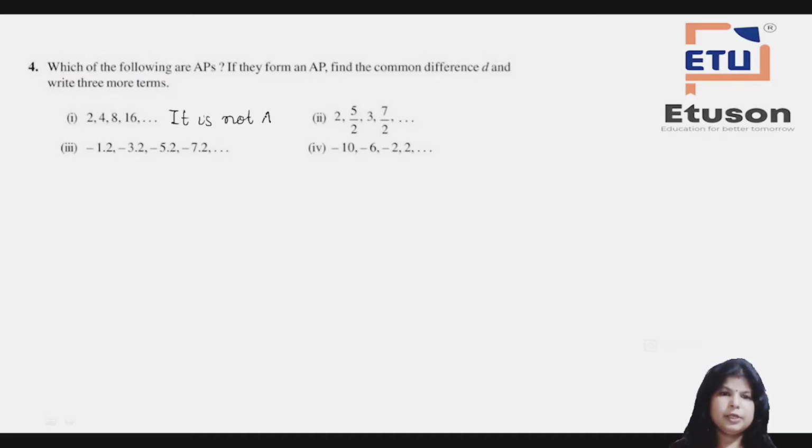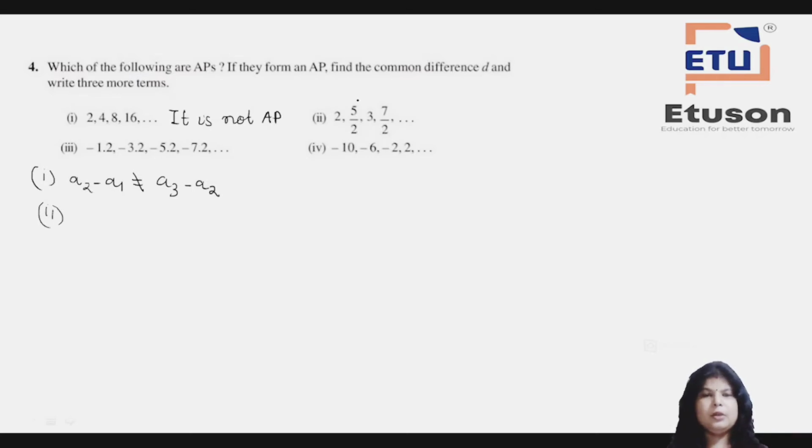Why is it not an AP? That is because in bit 1, A2 minus A1 is not equal to A3 minus A2. There is no common difference. So it is not an AP. Now bit 2. Let us find out the common difference, if it is there. Now let us find out A2 minus A1, that is 5 by 2 minus 2. Right? So 5 by 2 minus 2 is nothing but equal to 1 by 2.